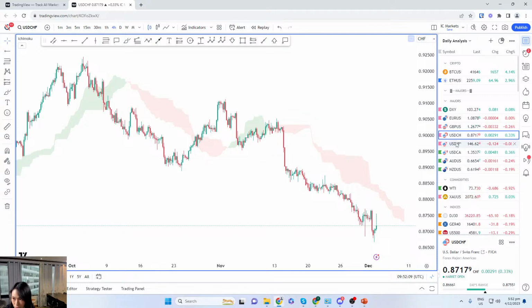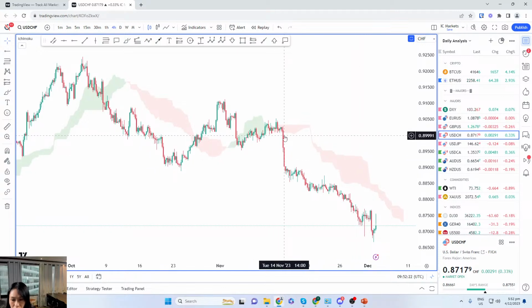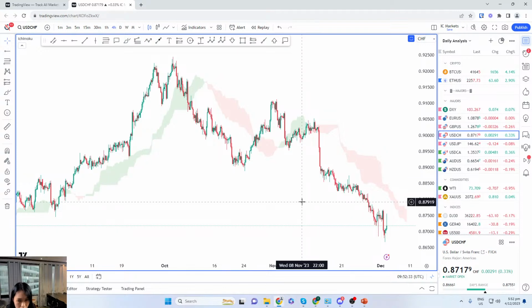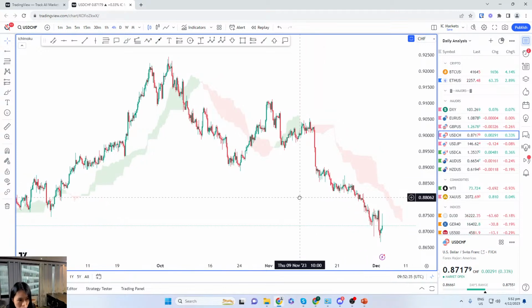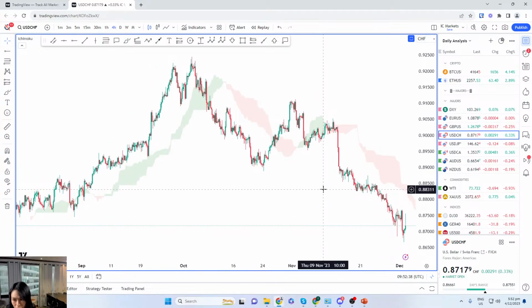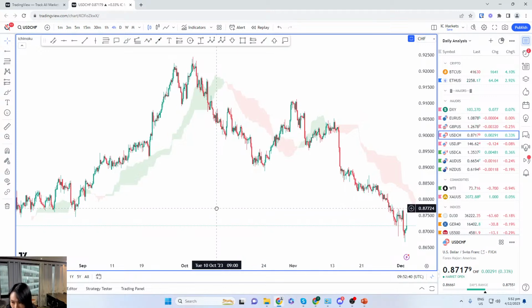Okay, next up, let's look at dollar franc. For this one, you can see that it's below the Ichimoku cloud, so it's currently bearish momentum, and it's been quite some time already. So let's see if the price will be continuing down, or there's a possibility whereby there will be a bounce.